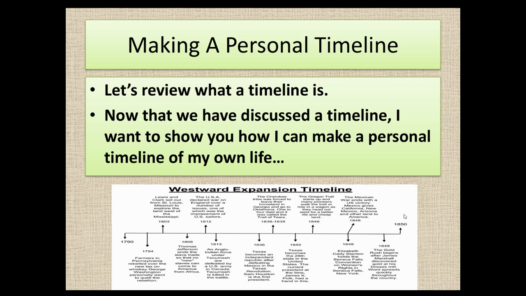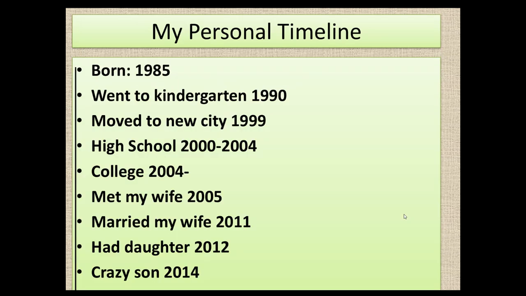So one of the things that we're going to do is I'm going to show you guys a personal timeline for my life and also how it ties in with the real world too. So my personal timeline, I was born in 1985, much later than Mrs. Van Epperen. I went to kindergarten in 1990. One of the big events for my life was that I moved to a new city in 1999. I went to high school from 2000 to 2004, went to college in 2004. I met my wife in 2005, married my wife in 2011. We had our daughter in 2012 and our crazy son in 2014.